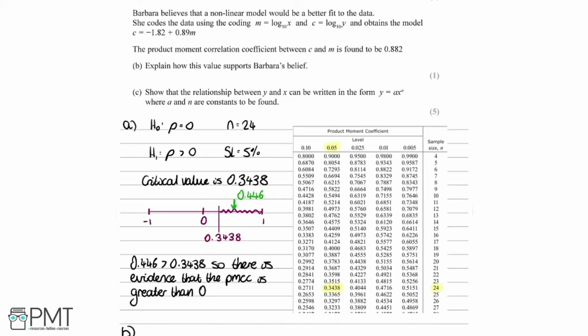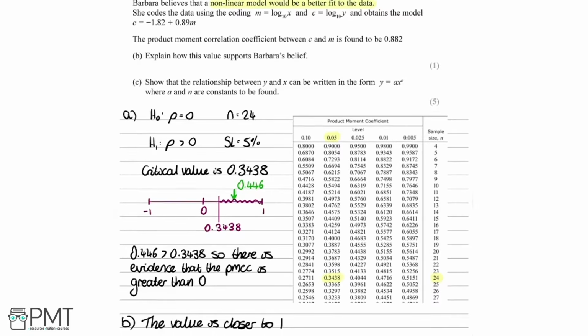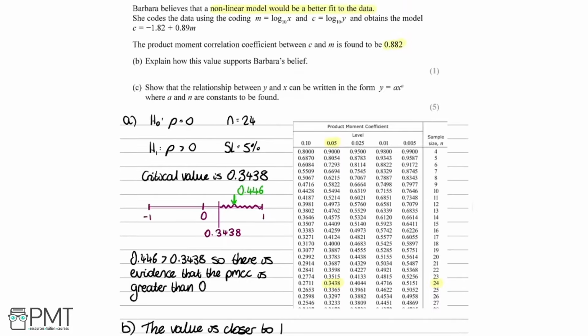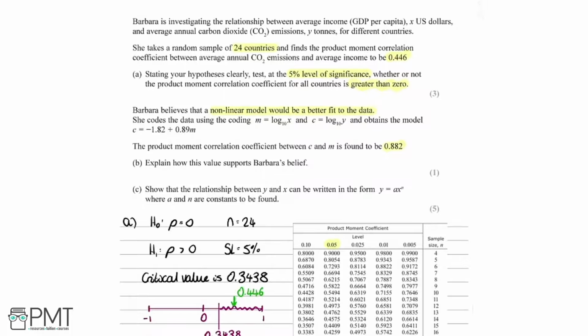Essentially this means to explain why this value supports that a nonlinear model will be a better fit to the data. So I'm going to say here that the value is closer to 1. We can see here it was found to be 0.882, but before it was only found to be 0.446.